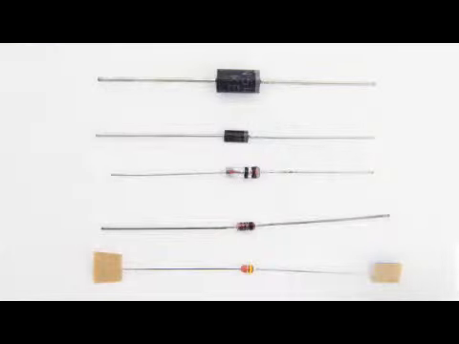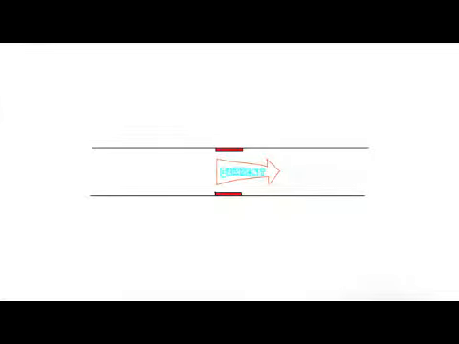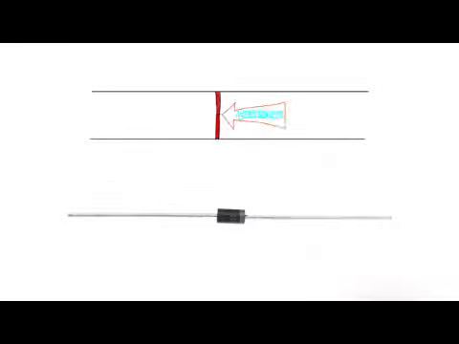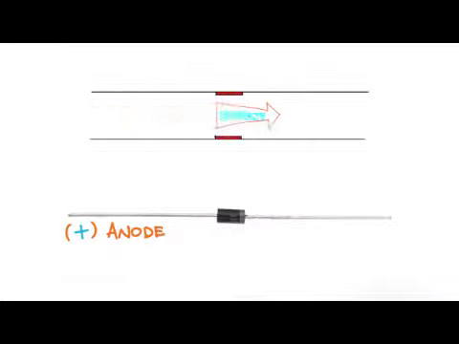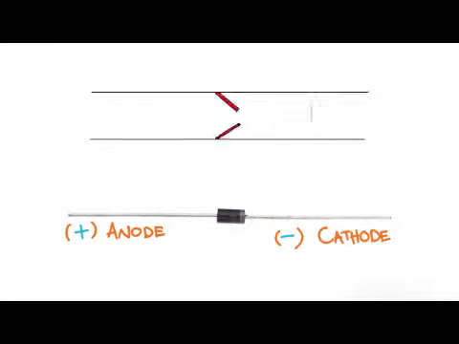Diode is a semiconductor device. Imagine a diode is like an electrical valve that allows current to flow in one direction with far greater ease than in the other. A diode has two terminals, a plus terminal called the anode, and a minus terminal called the cathode.